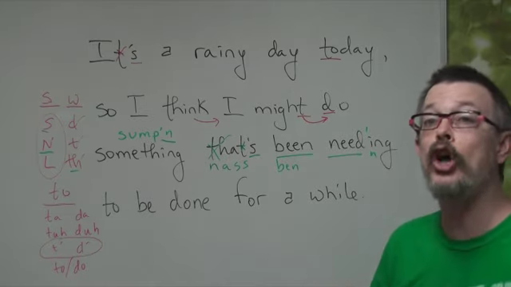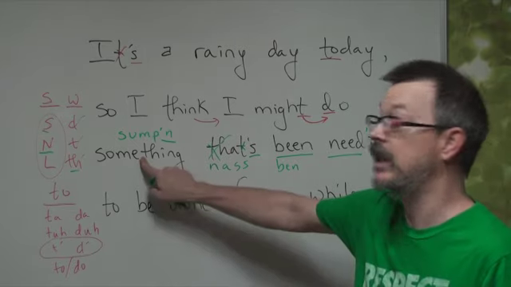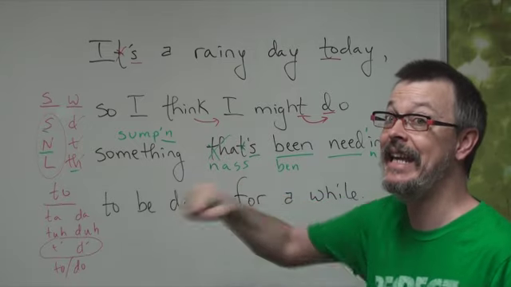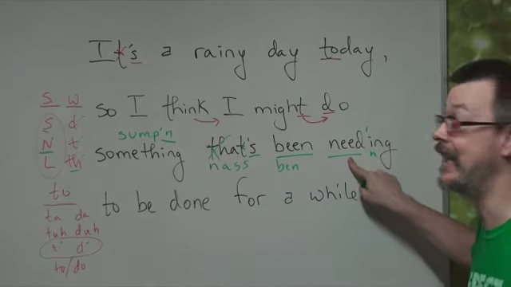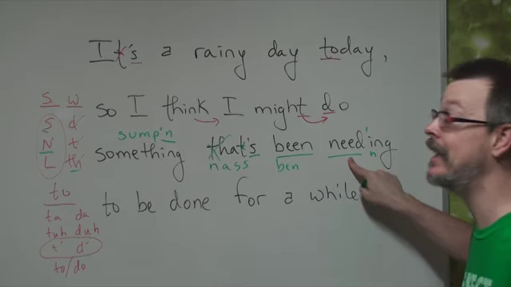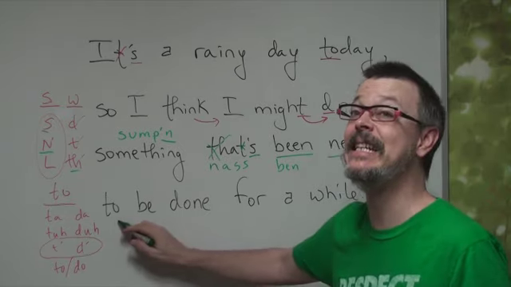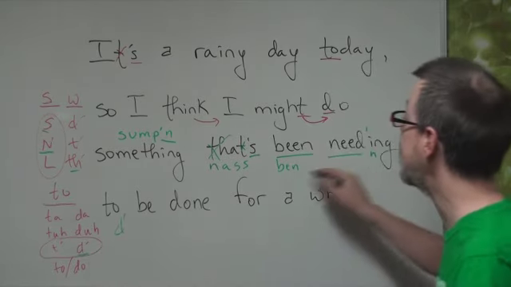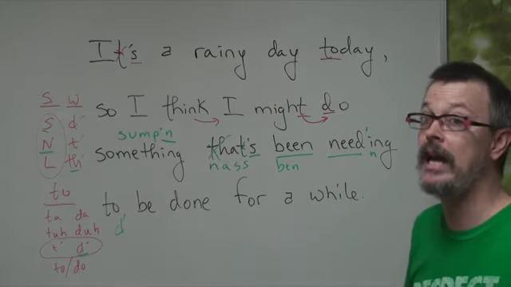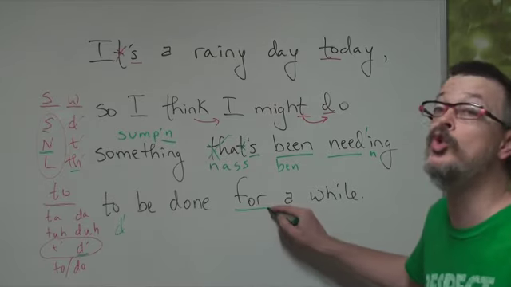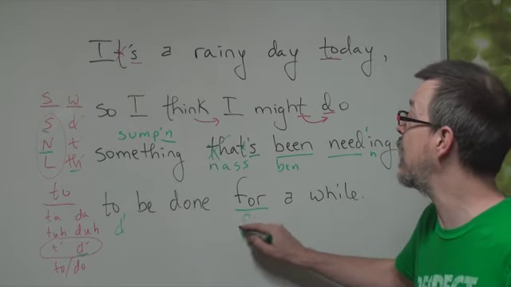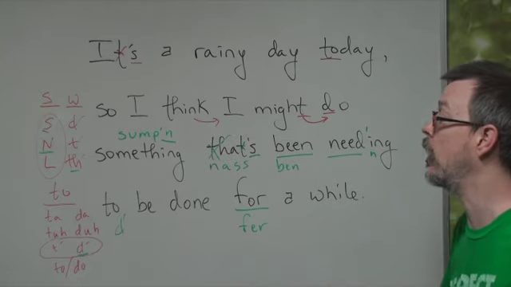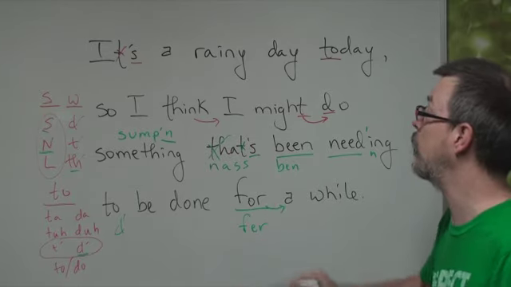needin'. This is also a glottal stop, like something, nothing, button, wantin', hittin', needin' to be. Here he says d. Once again, it's a d, needin' to be done for a while. Most Americans do not say for, we say fur, like her. What's her name? Fur. For a while.